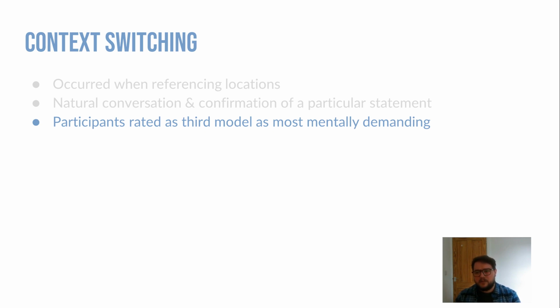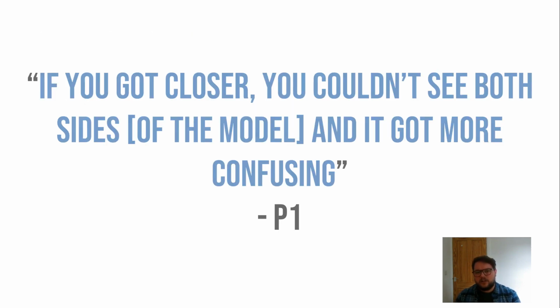And although the third model had the least context switches, participants rated it as the most mentally demanding, saying if you got closer, you couldn't see both sides of the model, and it got more confusing. Which could be one reason for less context switches, as they didn't want to lose what they were seeing.